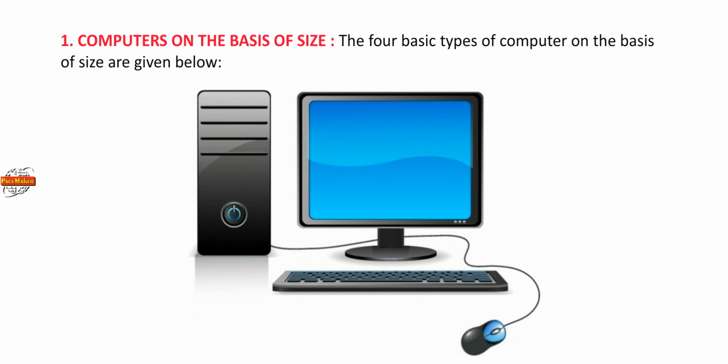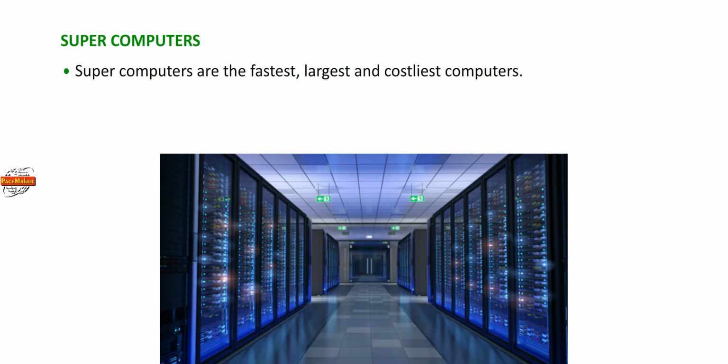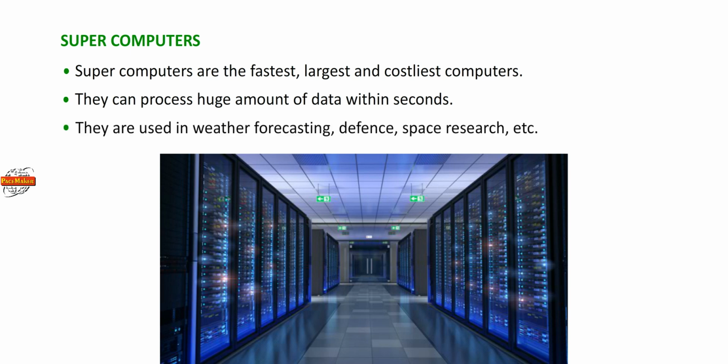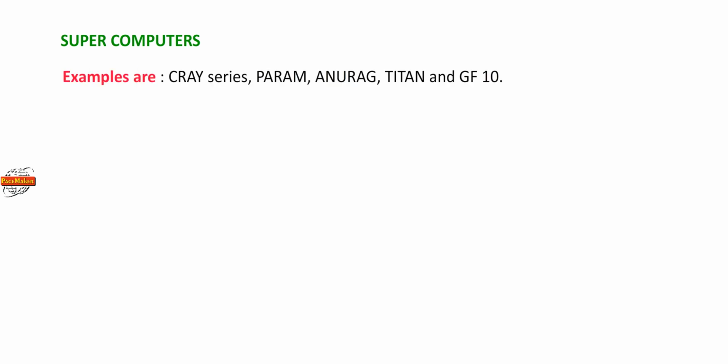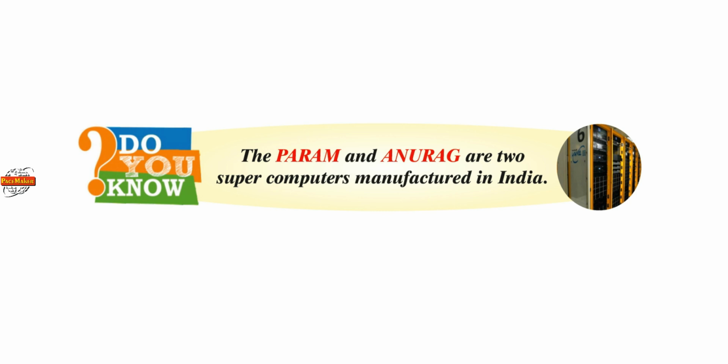Computers on the basis of size. The four basic types of computers on the basis of size are given below. Supercomputers are the fastest, largest, and costliest computers. They can process huge amounts of data within seconds. They are used in weather forecasting, defense, space research, etc. Examples: Cray series, Param, Anurag, Titan, and GF10. Do you know? The Param and Anurag are two supercomputers manufactured in India.